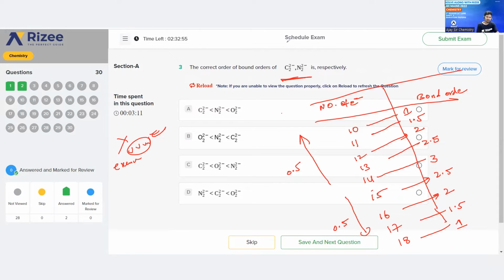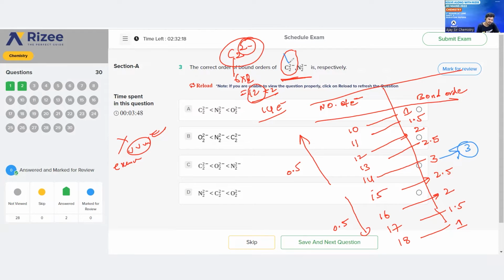First, C2 2 minus is there. Generally carbon has 6 electrons, but here C2 is there, so 6 into 2 is 12. The carbon atoms carry a 2 minus charge, which means 2 extra electrons, so we add 2. 12 plus 2 is 14 electrons. If 14 electrons are there, the bond order should be 3.